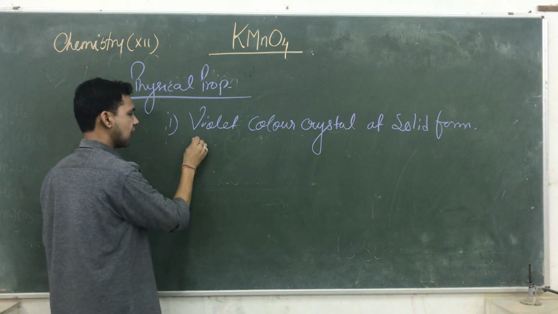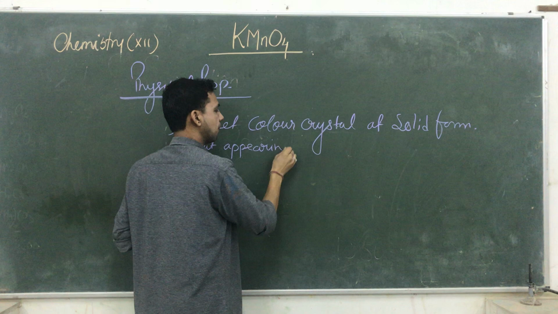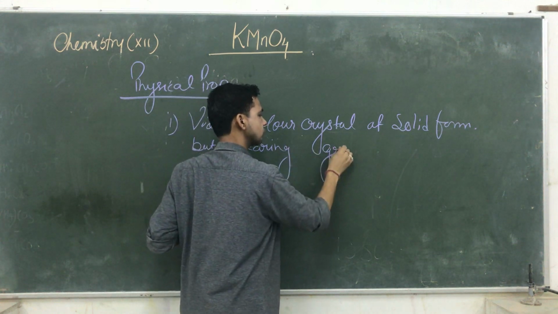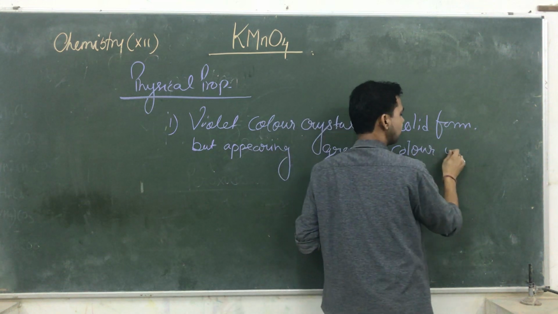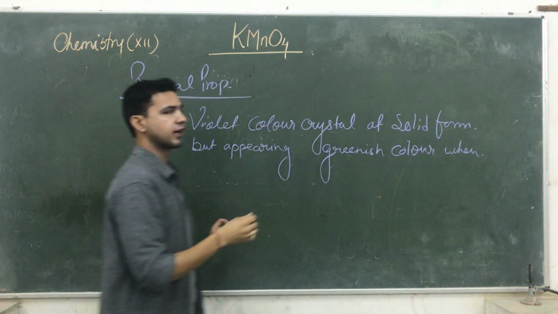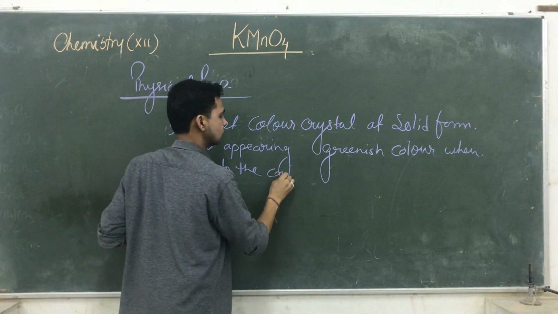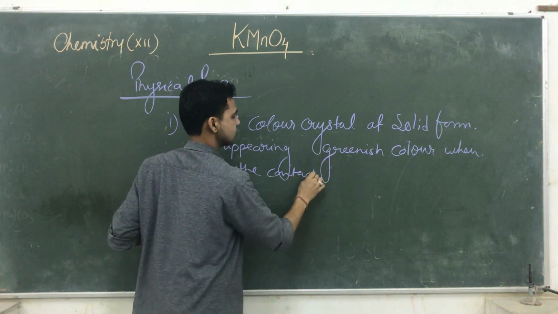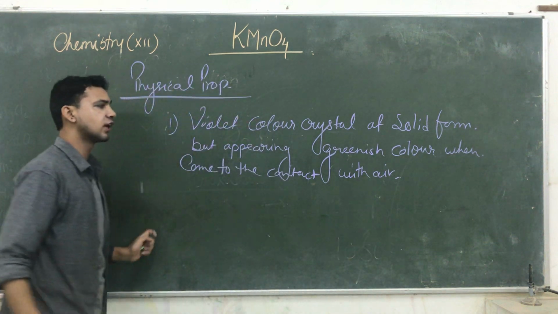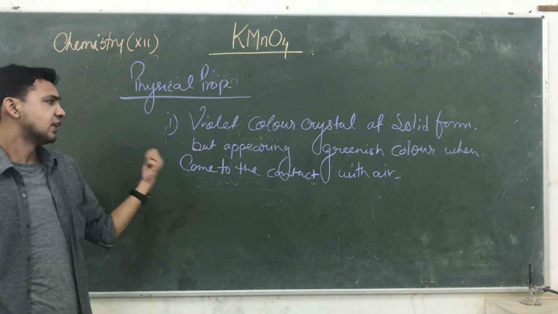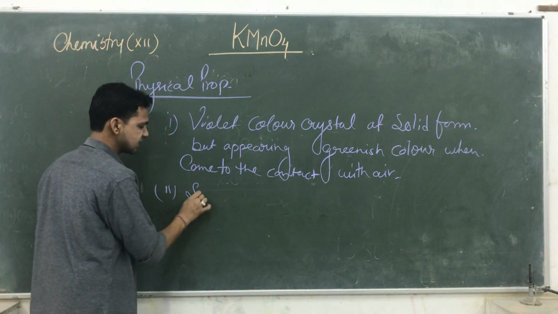But it appears greenish in color when it comes in contact with air. When they come in contact with air, they show a greenish appearance. That one is the first physical property. The second one is that it is sparingly soluble in cold water.